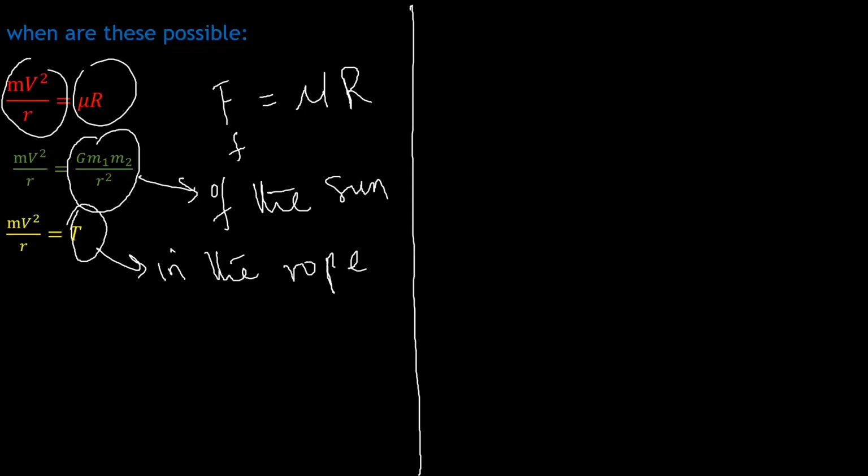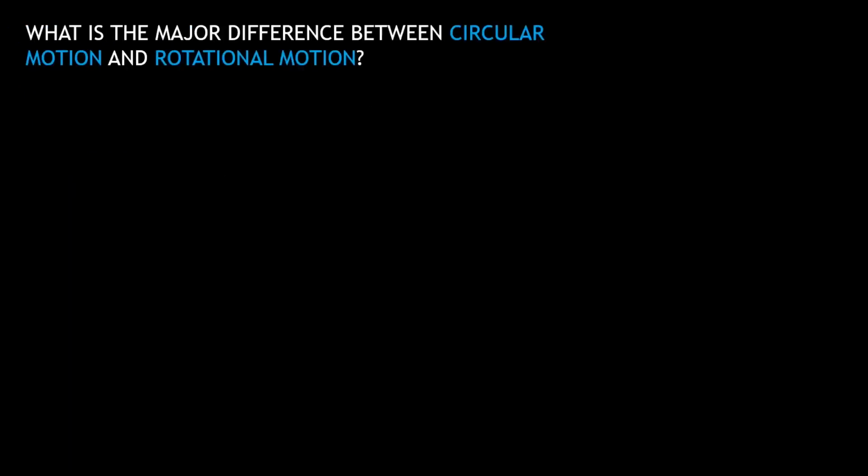So know what supplies the centripetal acceleration or centripetal force at every point in time. This should be the final question. What is the major difference between circular motion and rotational motion? Please take note of this phrase, axis of rotation.